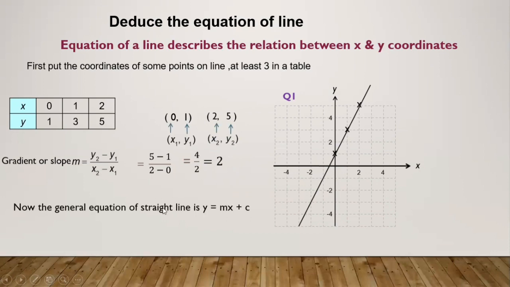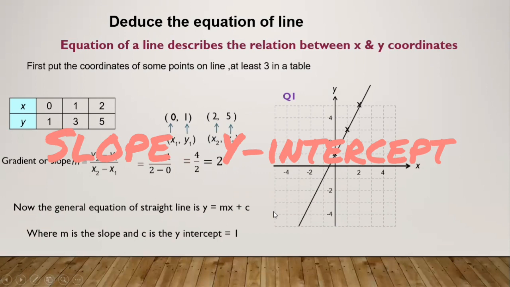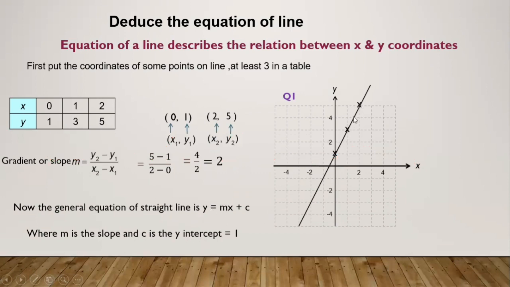The general equation of a straight line is always in the form of y is equal to mx plus c, where m is the slope and c is the y-intercept. Y-intercept meaning where the line cuts the y-axis. Now you can see here the line is cutting y-axis at 1. So that is why we say y-intercept is 1. We substitute the value of m and c in the equation of a line, and here we get the equation of a line y is equal to 2x plus 1.